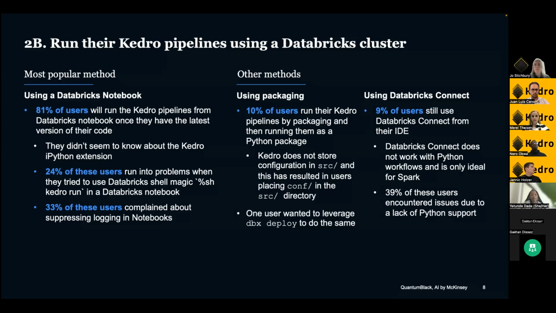We fixed this. Right now, I think from version 18.4 or 5, it's possible to pass a conf source for a Kedro run, and you can pass where your configuration is stored. And equally, you can also package up your configuration as a compressed file and pass that in at runtime. And then some people are still obviously using Databricks Connect.